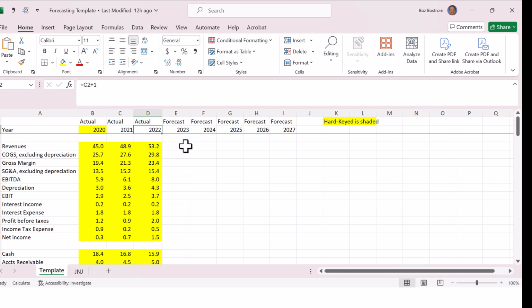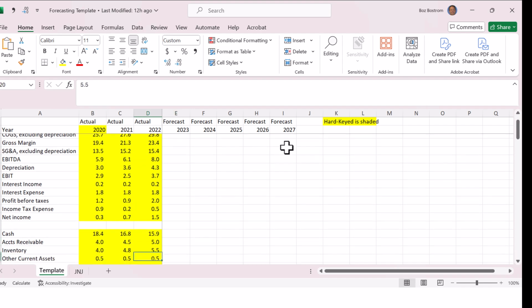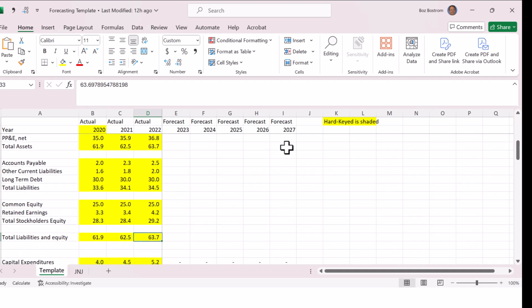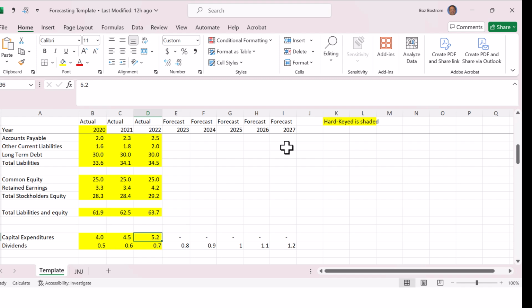I just made it up, but it's saying that we have actual results for 2020, 21, 22, and we want to forecast for the years 23 through 27. And we're just going to do it using the techniques that we've talked about and historical information. Certainly, if we had analyst information, if we had management information, that could take precedence over some of our assumptions. But here's the income statement. Here are your assets. Here are your liabilities and equity accounts. And then there's a couple more specific cash flow items as well, capital expenditures and dividends.